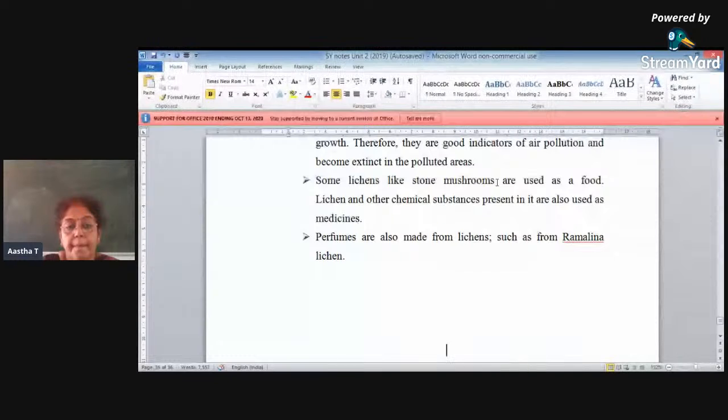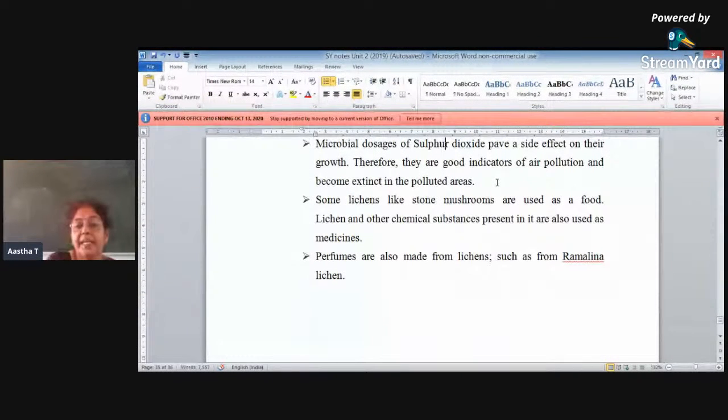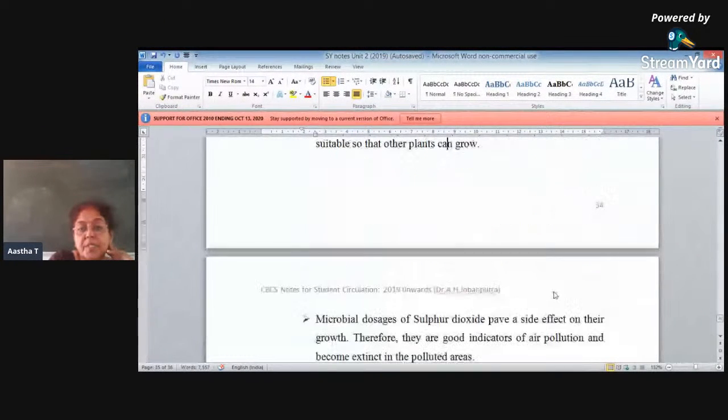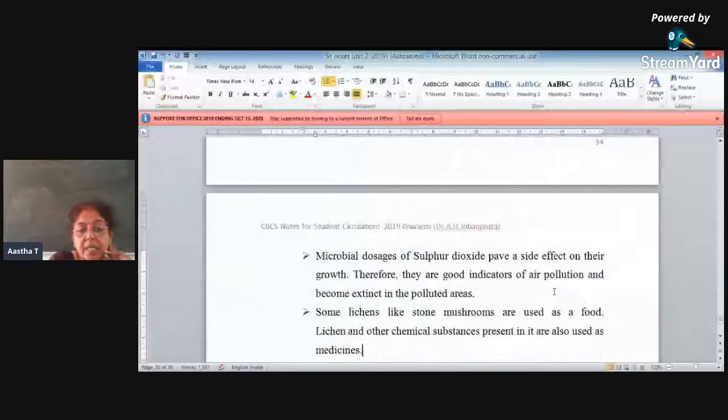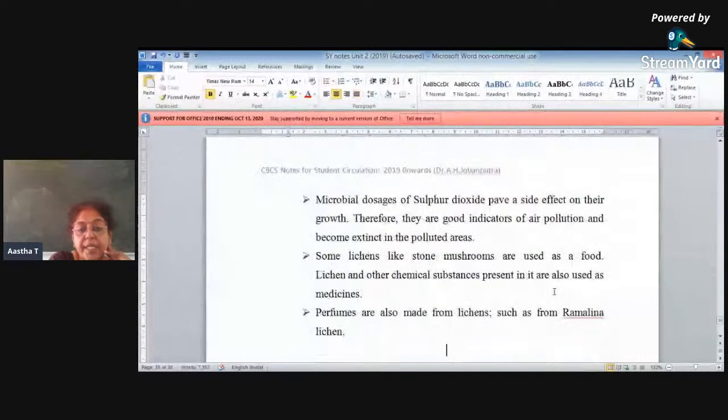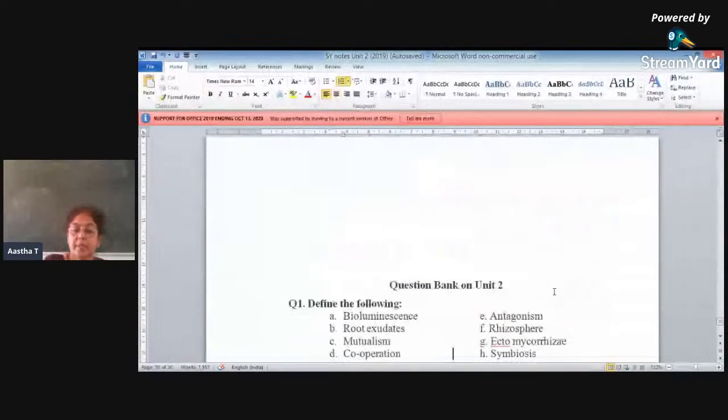हे आपण बघितलं होतं. Perfumes can be made from lichens. So specifically त्याची example आहे Ramalina lichen. Lichens like stone mushrooms are used as food. They are also chemical substances. They are used in medicines. They contain some chemical property. So microbial dosage of sulfur dioxide pollutionचा प्रॉब्लेम सॉल्व करू शकतात हे lichens.